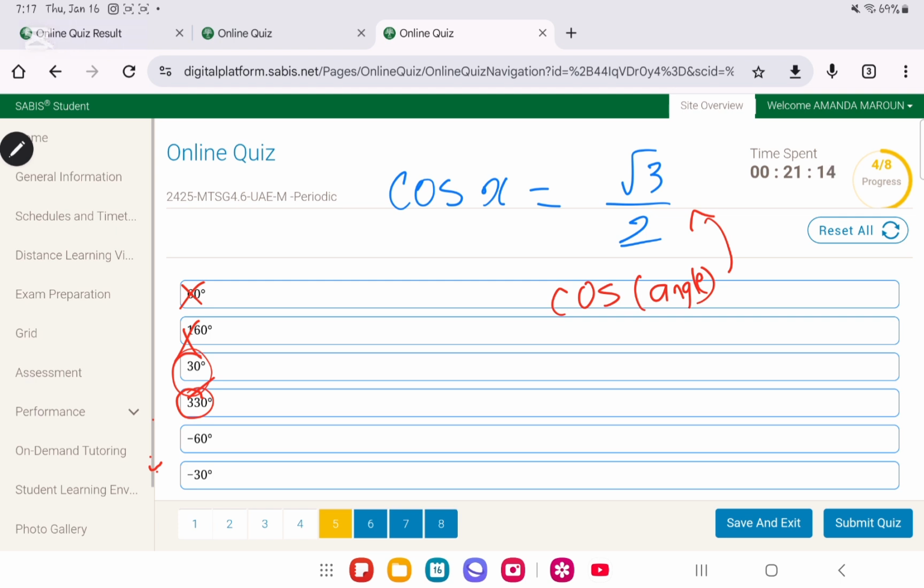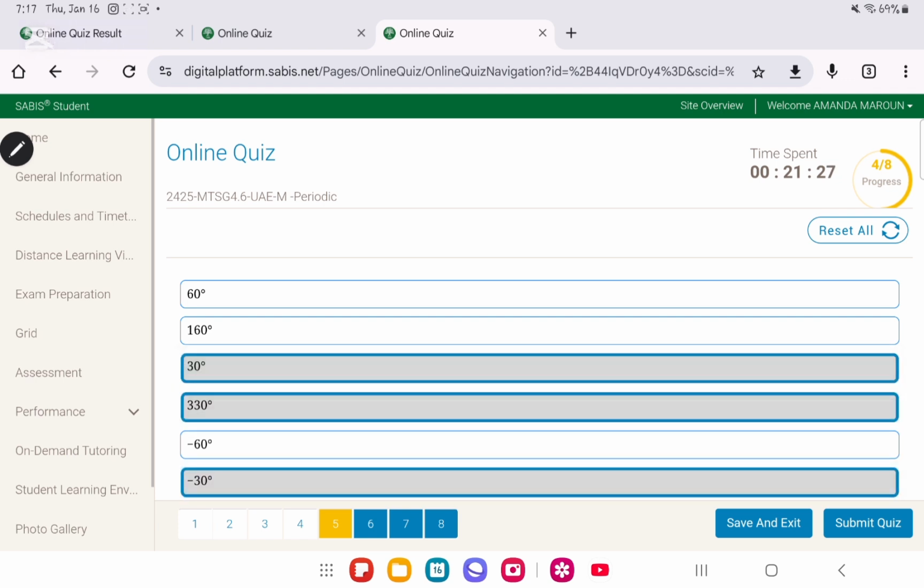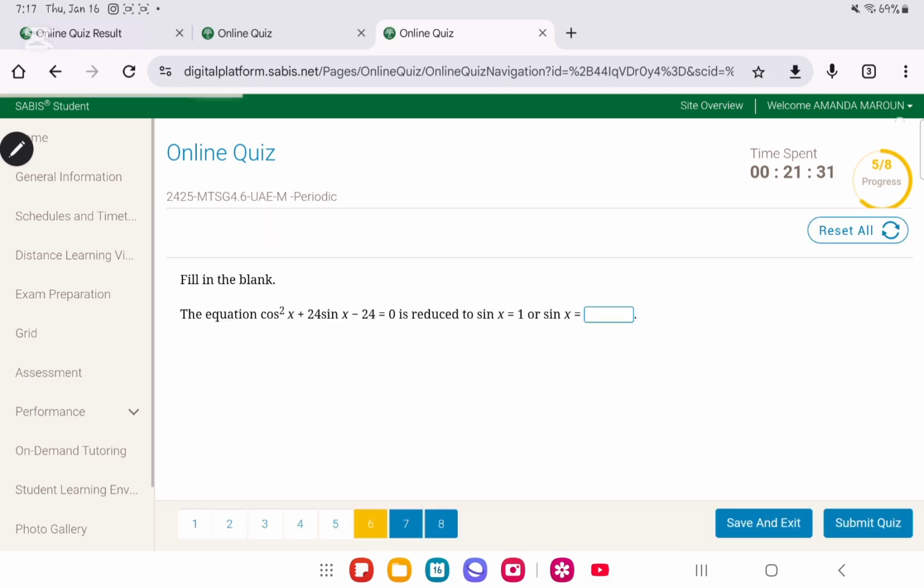Cosine of negative 60 is 1 over 2. We are not going to choose it. And then finally, cosine of minus 30 is radical 3 over 2, so we are also going to choose it. So we have 3 correct answers, which are 30, 330, and negative 30 degrees.